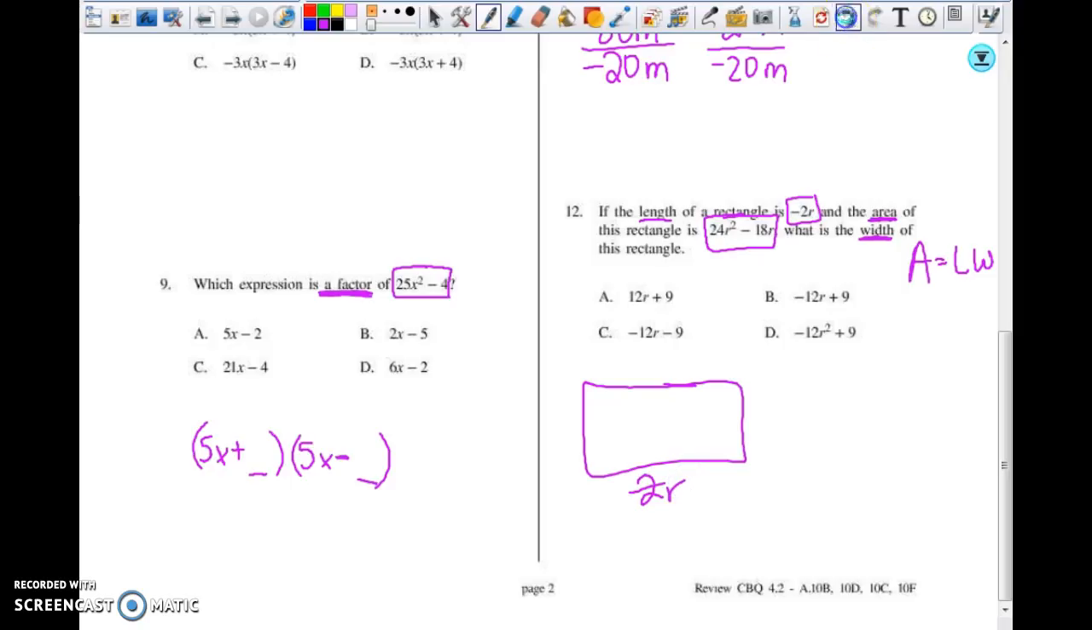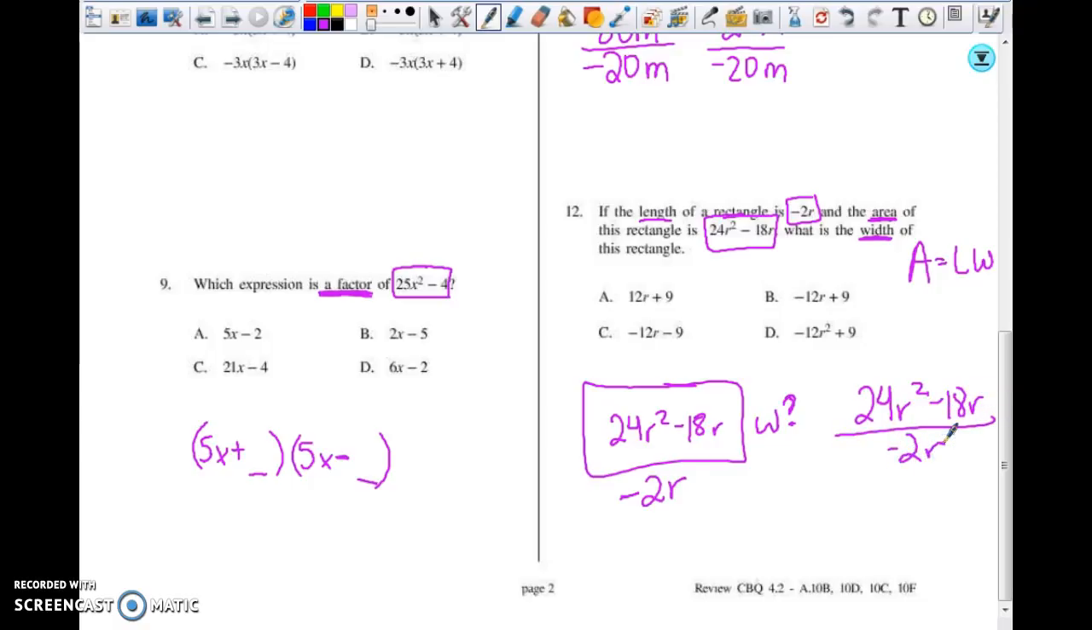And I know the whole area together would be 24r squared minus 18r. And remember, what is area? Area is length times width. So the only thing I don't know is the width. So how do I find that missing piece? Y'all need to know, when you know the area and you're just missing one piece, all we have to do is divide. So I would take 24r squared minus 18r over negative 2r.